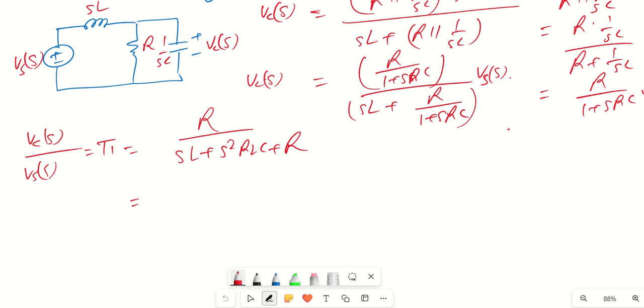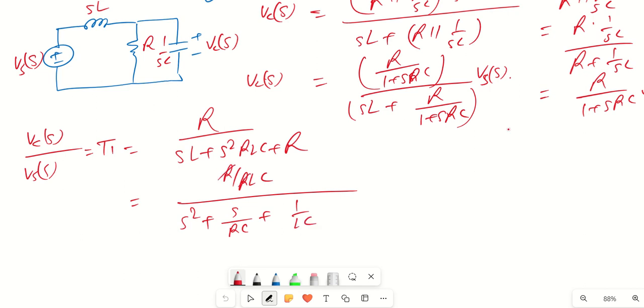Now can we do one thing? We can divide this by RLC so that we can have the coefficients separately. So what will happen? R by RLC divided by all RLC. If you do, then it is going to be S square plus S by RC and this is going to be 1 by LC.